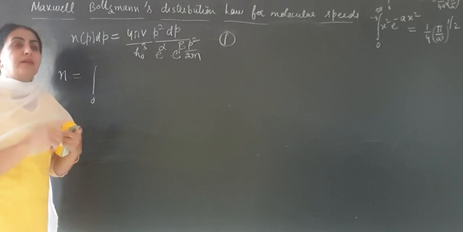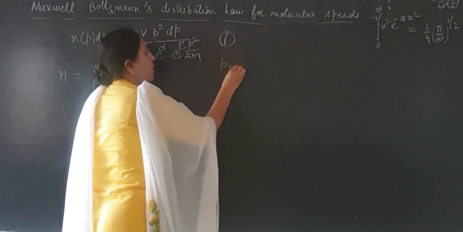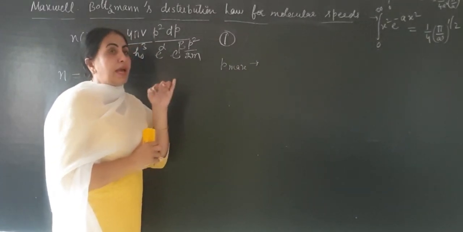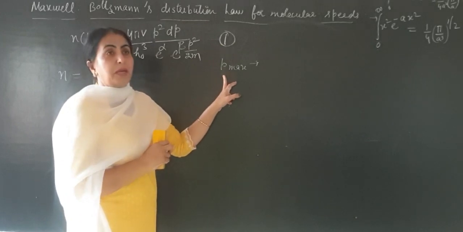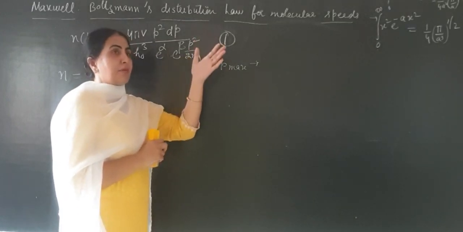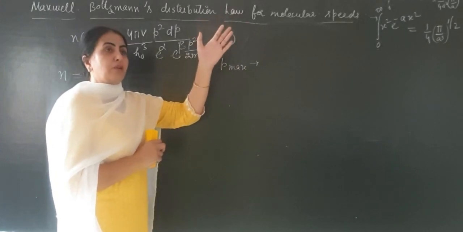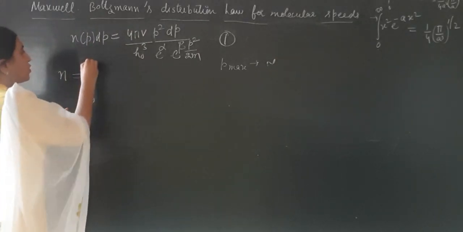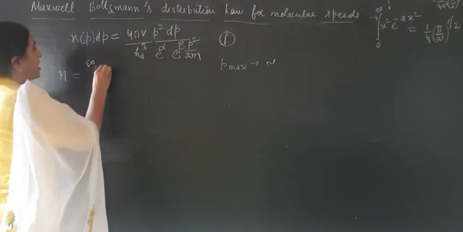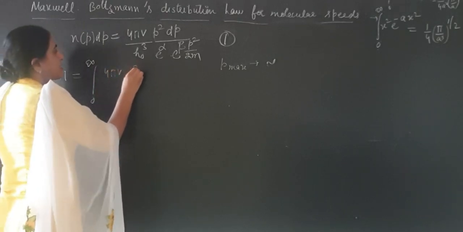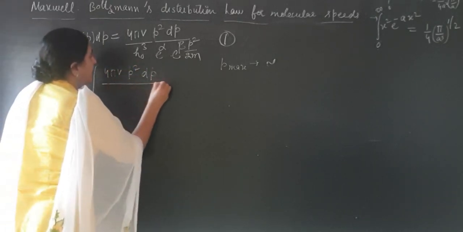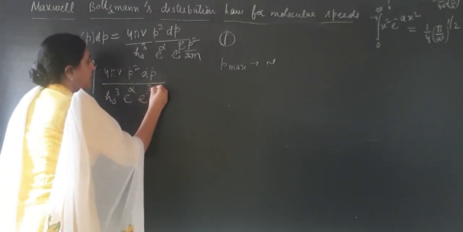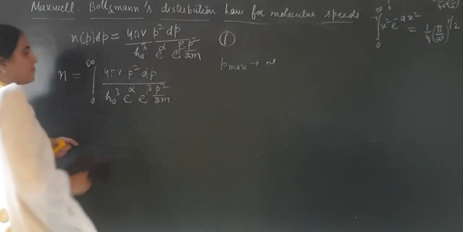And let's take the value of p maximum. No molecule has momentum more than p maximum, and how large can it be? It approaches infinity. So the limit is here 0 to infinity, 4 pi V p square dp divided by h naught cube, e raised to power alpha, e raised to power minus beta p square by 2m.